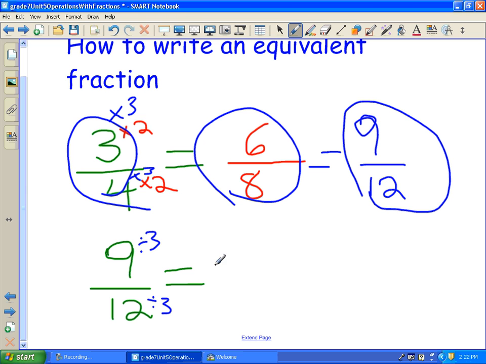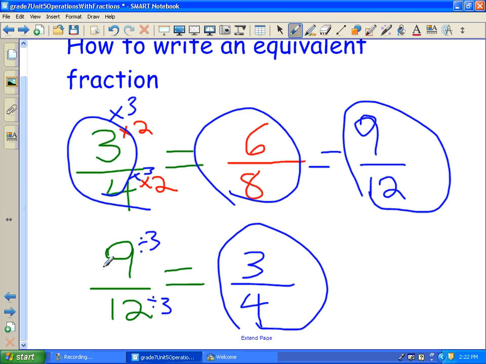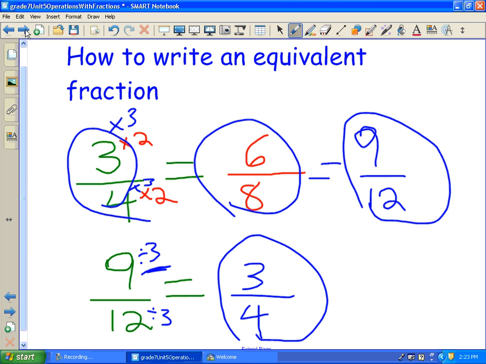9 divided by 3 is 3. 12 divided by 3 is 4. So now we've just reduced our fraction to another equivalent fraction using division. So it's really easy to write an equivalent fraction, and it would have been something you would have done back in another grade as well.